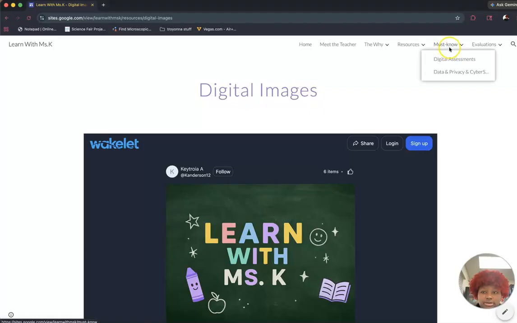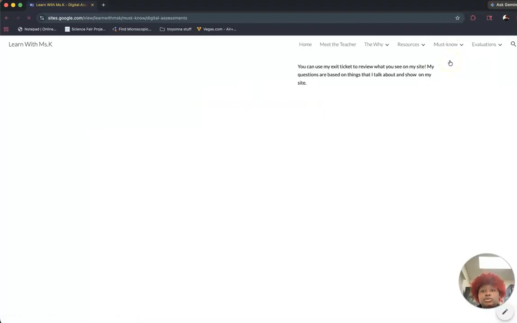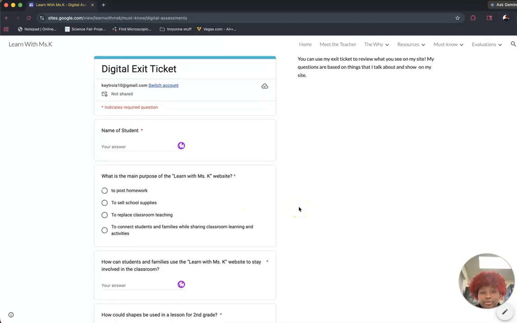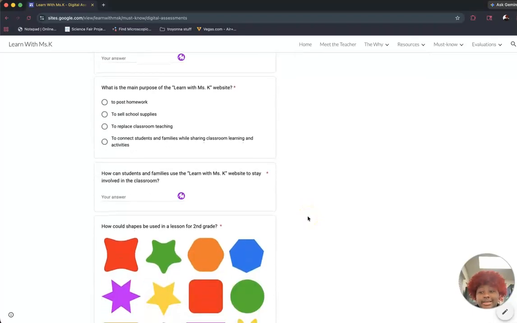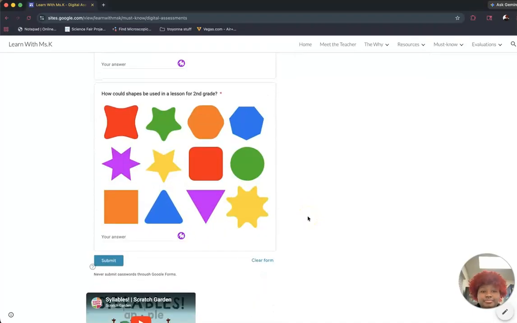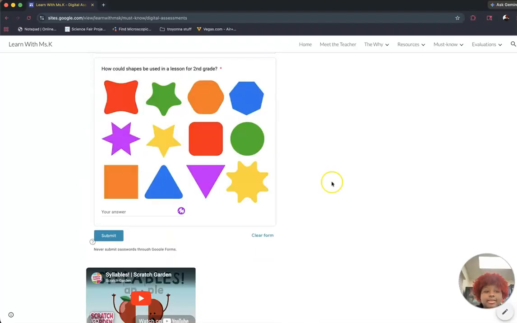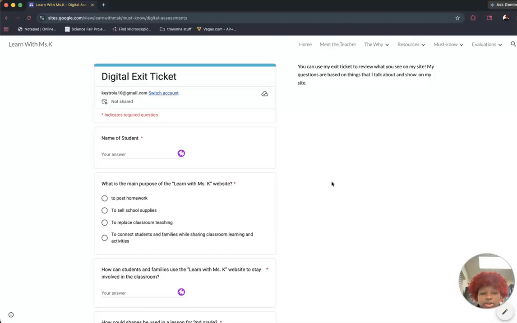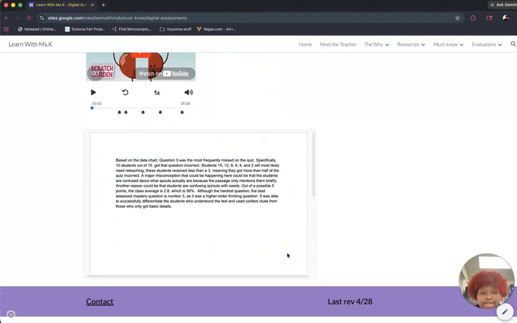Moving on to the must know section, which includes our digital assessments. I think digital assessments are very great and can be very useful in a classroom. Making this was very easy and I think these are important because they allow teachers to quickly see what students are learning and what they are not learning. Basically what needs to be reviewed. These are very helpful as you can see the results very quickly after this.